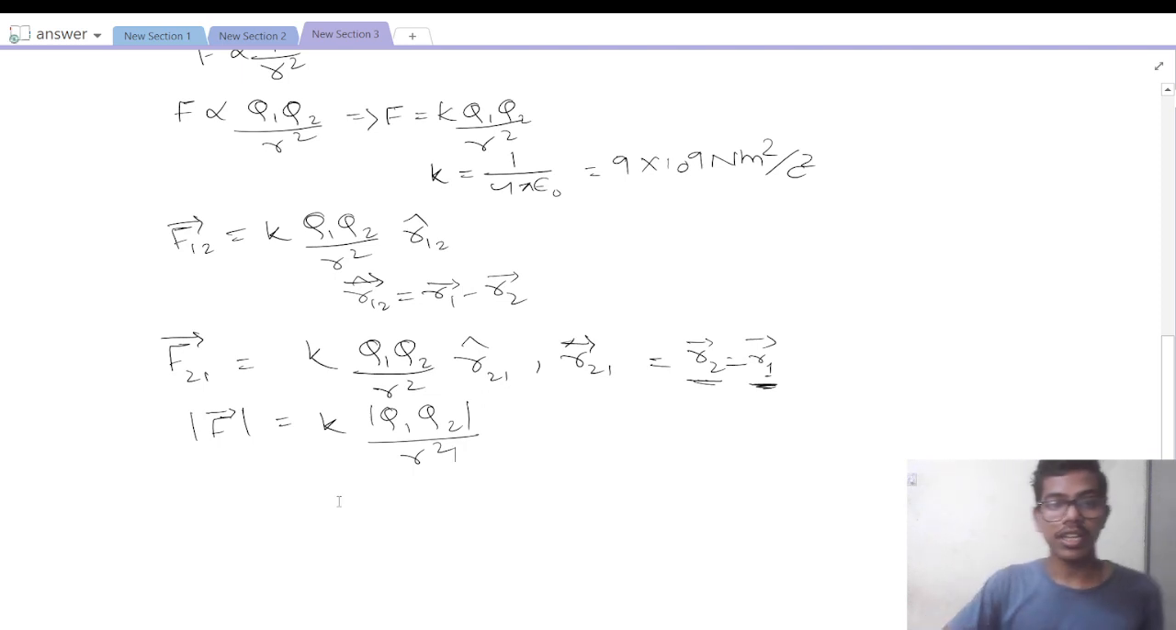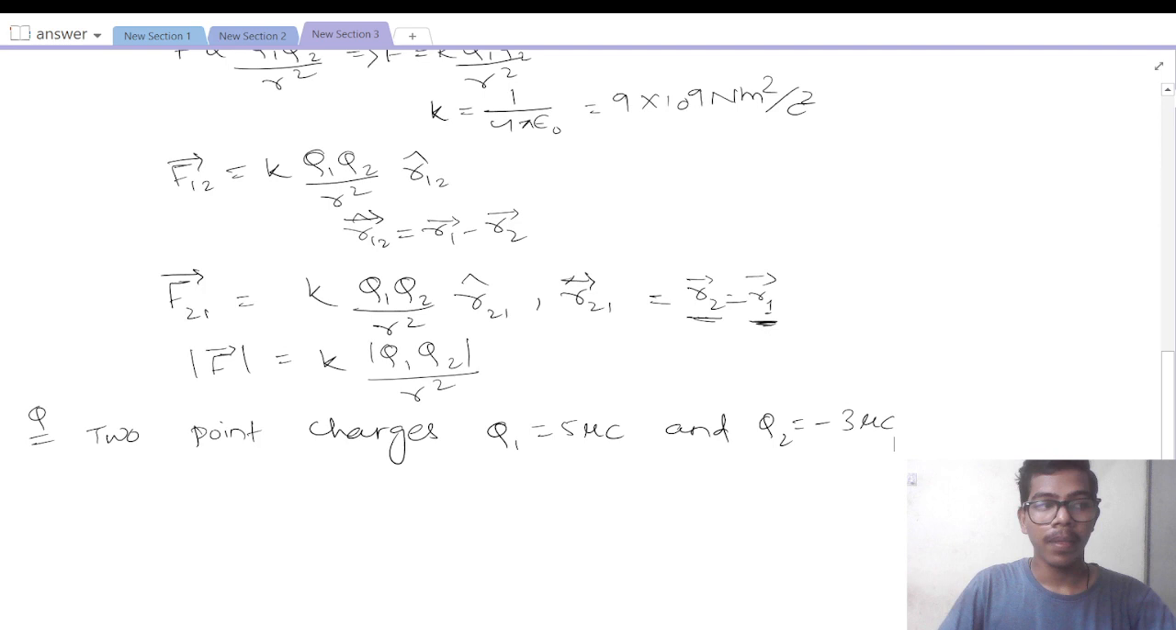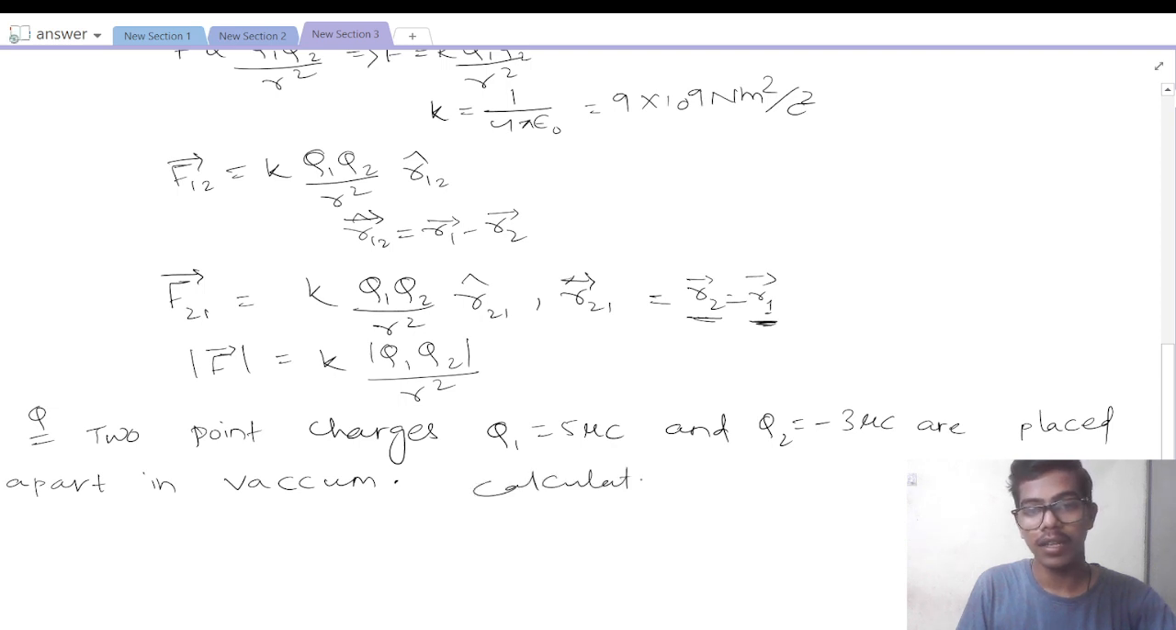Let us do a problem related to Coulomb's law. If two point charges, Q1 is equal to 5 microcoulomb and Q2 is equal to minus 3 microcoulomb, are placed 10 centimeter apart in vacuum, calculate the magnitude of the force.